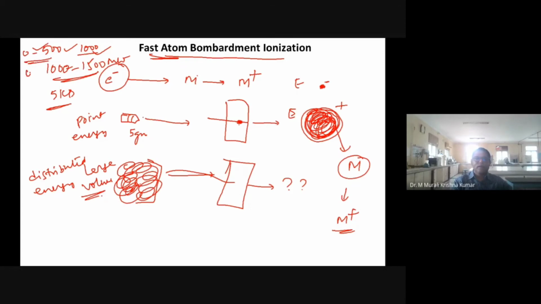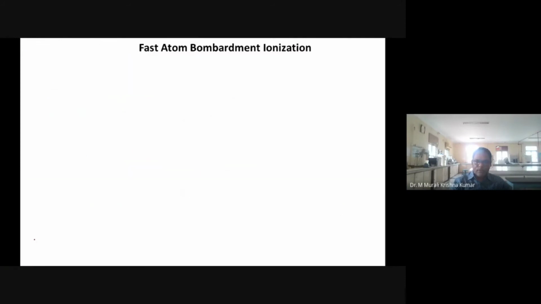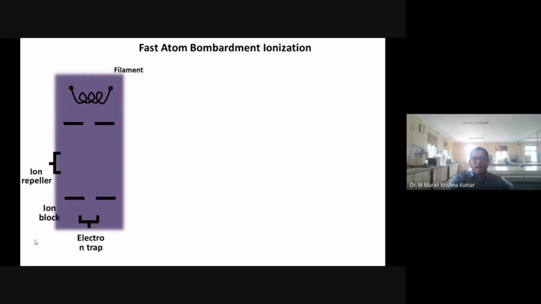In the case of FAB mass, 0 to 1000, or we can go up to 1500 with dependable results, but in the literature it is mentioned as 5 kD. So let's see the procedure that we adopt here. In FAB mass, we use the same setup in the beginning, the same filament which is producing electrons. Remember that we are using 70 electron volts, and then the electrons are coming.